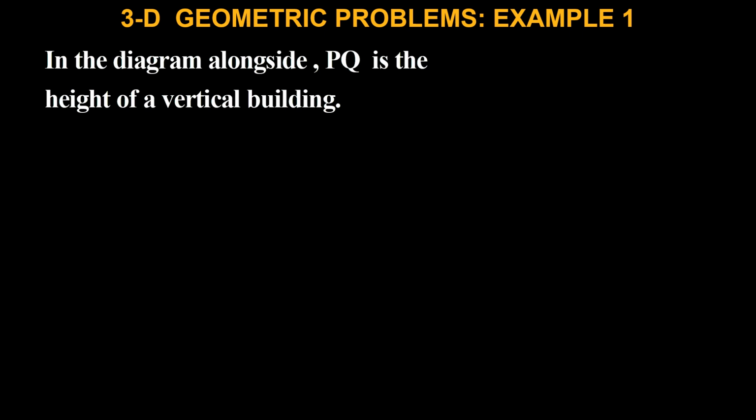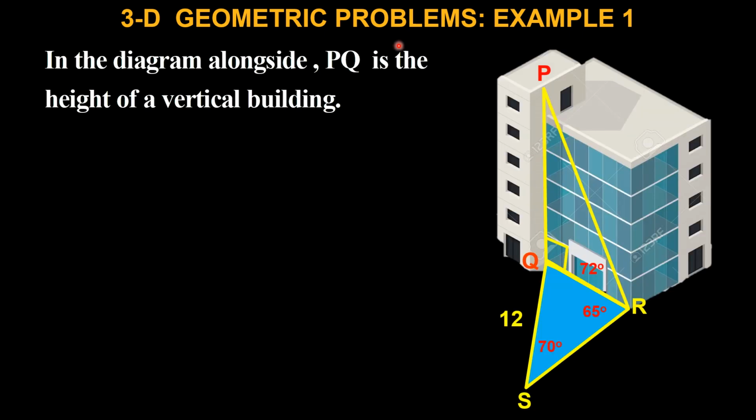Now let's consider our first example. We have a diagram alongside. There we've got a diagram. PQ is the height. There's the height of a vertical building. So that's in a vertical plane. And we know height is also perpendicular.